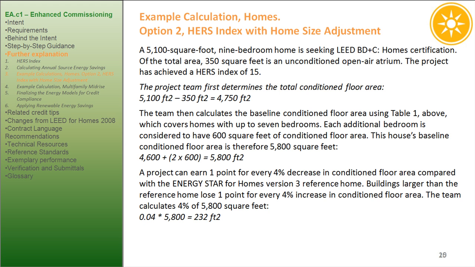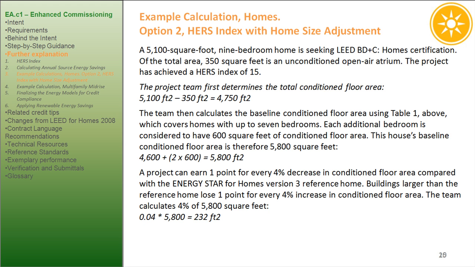The project team first determines the total conditioned floor area. 5,100 square feet minus 350 square feet equals 4,750 square feet. The team then calculates the baseline conditioned floor area using Table 1, above, which covers homes with up to 7 bedrooms. Each additional bedroom is considered to have 600 square feet of conditioned floor area. This house's baseline conditioned floor area is therefore 5,800 square feet: 4,600 plus 2 times 600 equals 5,800 square feet.